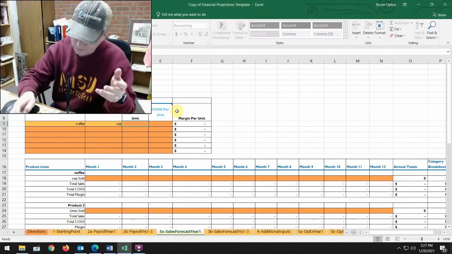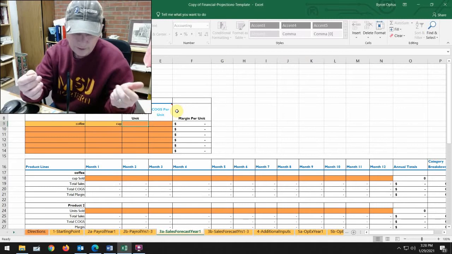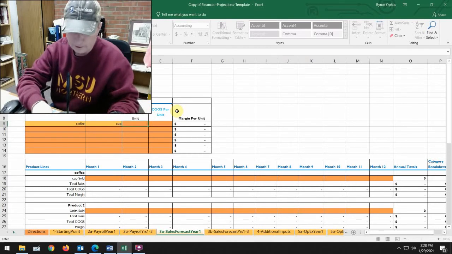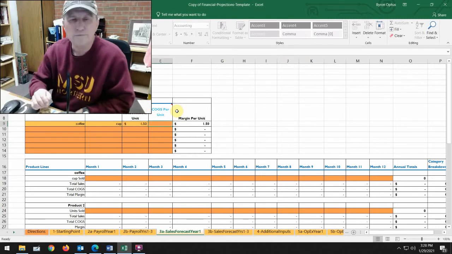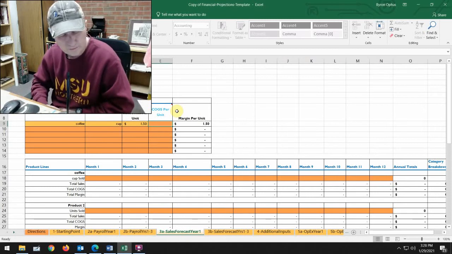So anyhow, if we had 3 different sizes, what we might have to do is just average it, right? So maybe I'm going to sell it for $1.50. What's my cost of goods per unit? And this is where you need to do a little research, right? For a lot of you.